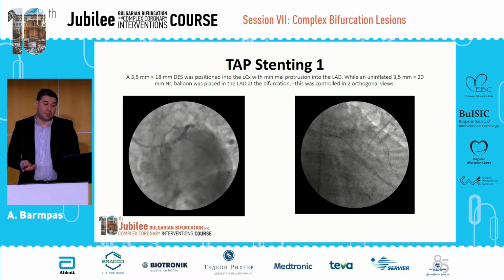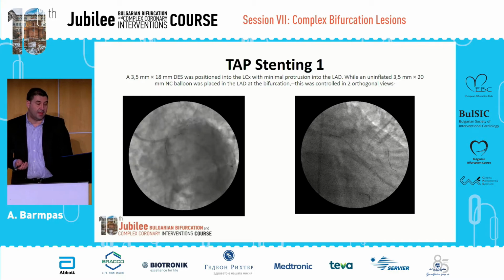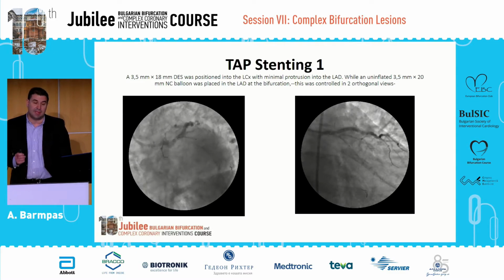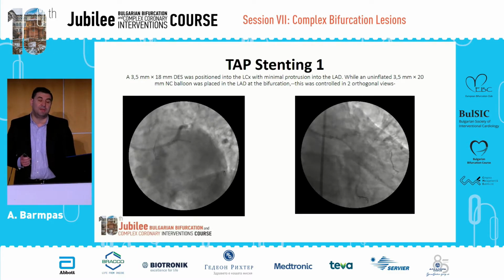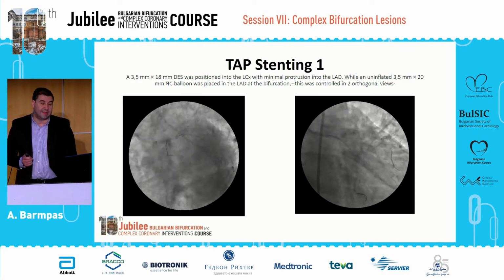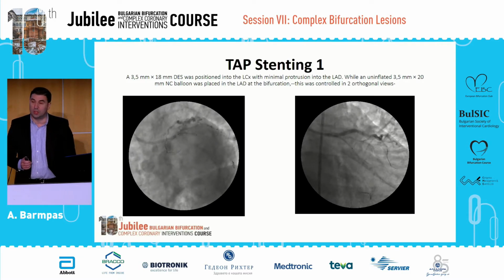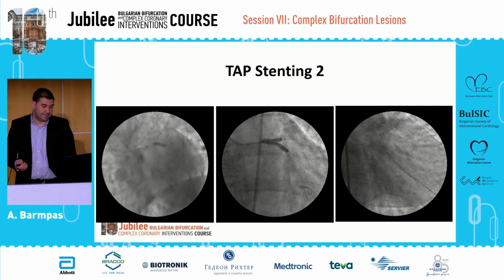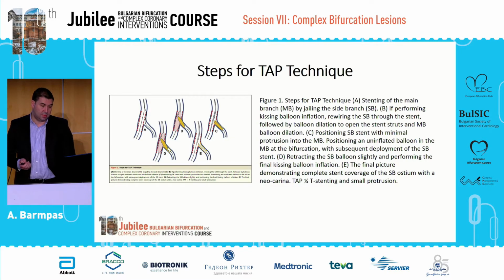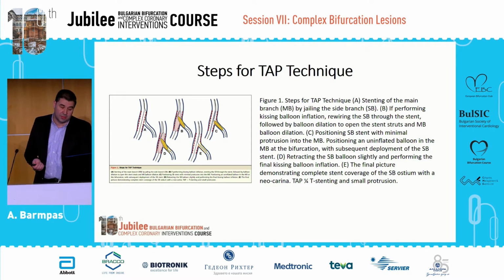The next step was a TAP, T and small protrusion stenting of LCx. A 3.5 by 18 millimeter DES was positioned into the LCx with minimal protrusion in the LAD, while an uninflated 3.5 by 20 millimeter NC balloon was placed in the LAD at the bifurcation. This was controlled in two orthogonal views. We proceeded with T and small protrusion stenting. We've done a final POT with an excellent angiographic result. And here you can see the steps for the TAP technique.